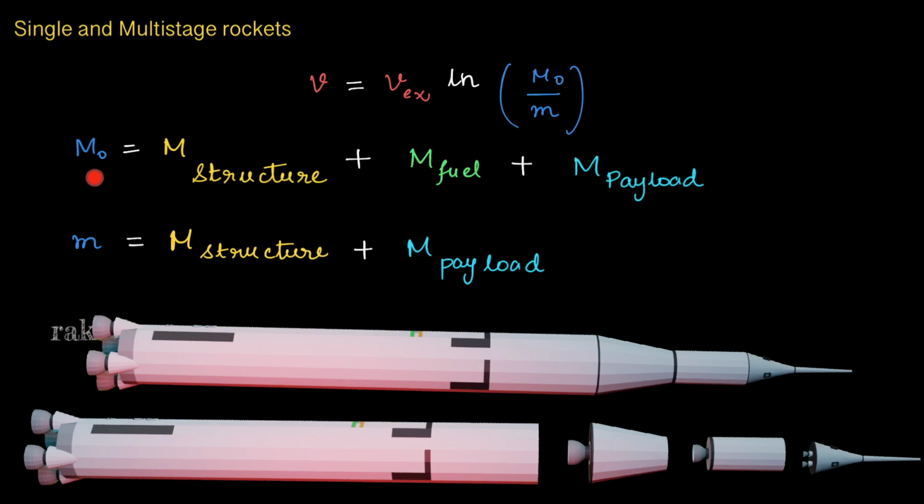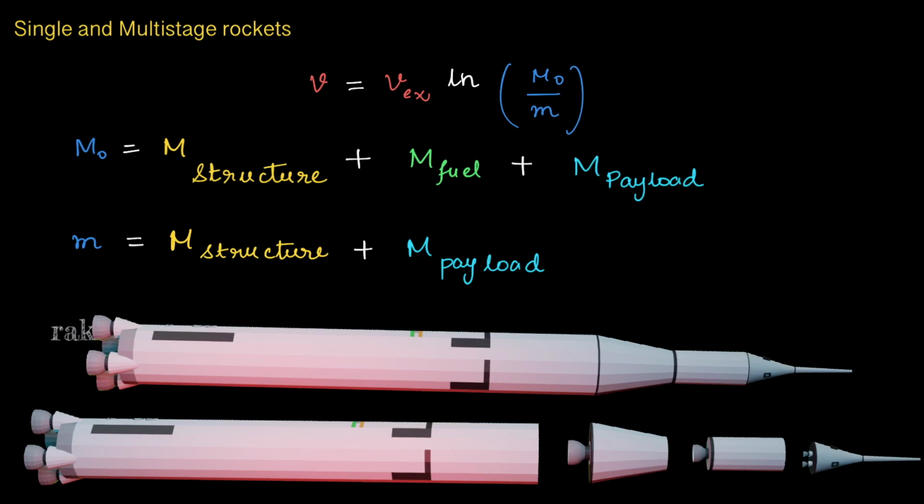So this initial mass equals mass of the structure plus mass of the fuel plus mass of the payload. First is mass of the structure. You can say all this is the structure of the rocket. This includes these fuel tanks, these engines. So this is the mass of the structure. Next is mass of the fuel. How much fuel you have inside this rocket is the mass of the fuel. This fuel is what keeps getting consumed.